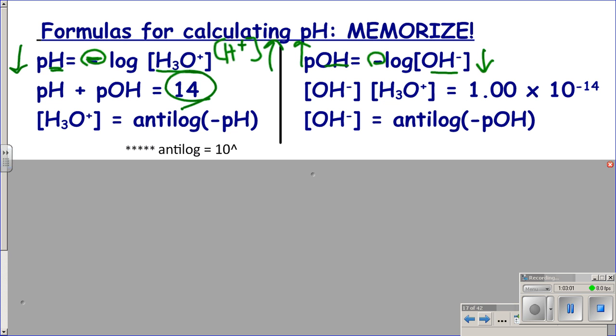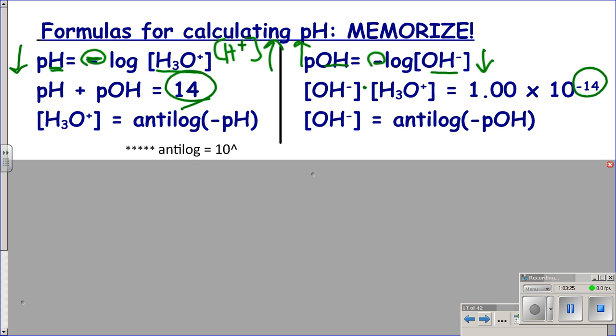The theoretical max of the pH scale, right? You'll see 14 pop up a lot. For example, over here: pH plus pOH is 14. Hydroxide concentration times hydronium concentration is 1 times 10 to the negative 14. At neutral, what was the concentration I told you? 1 times 10 to the negative 7.